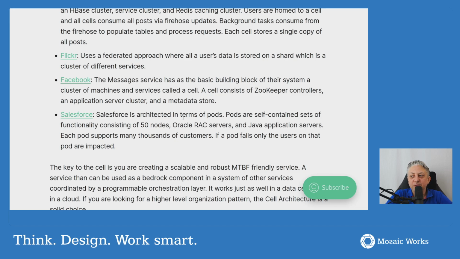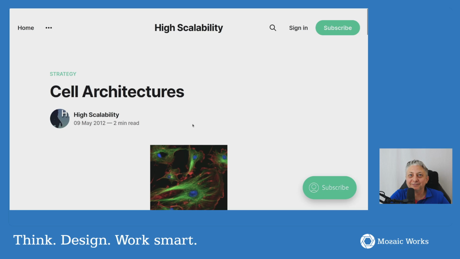Pods are self-contained sets of functionality consisting of 50 nodes, Oracle RAC servers, and Java application servers. Each pod supports many thousands of customers. If a pod fails, only the users on that pod are impacted. Great. So this is where we were in 2012.